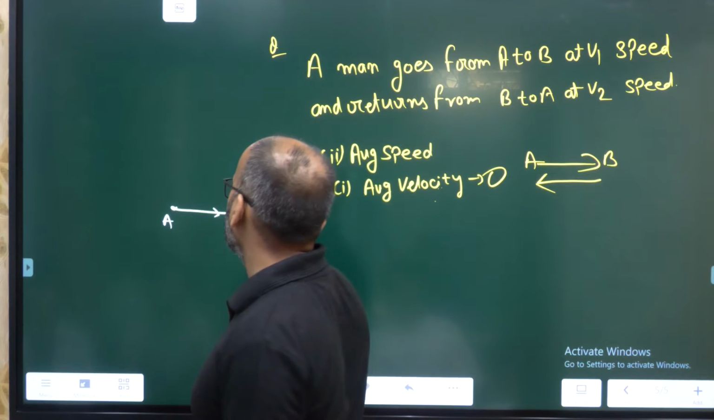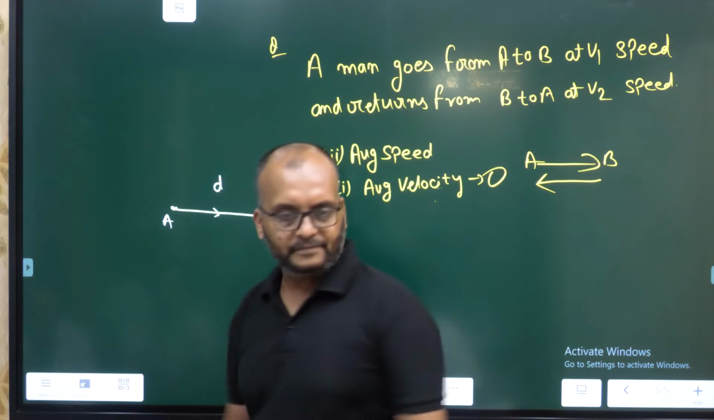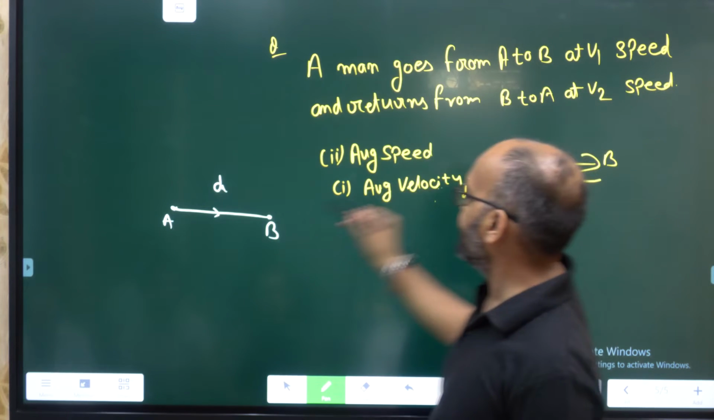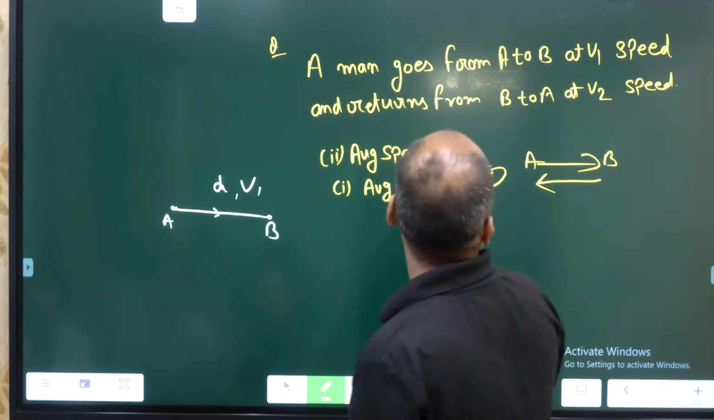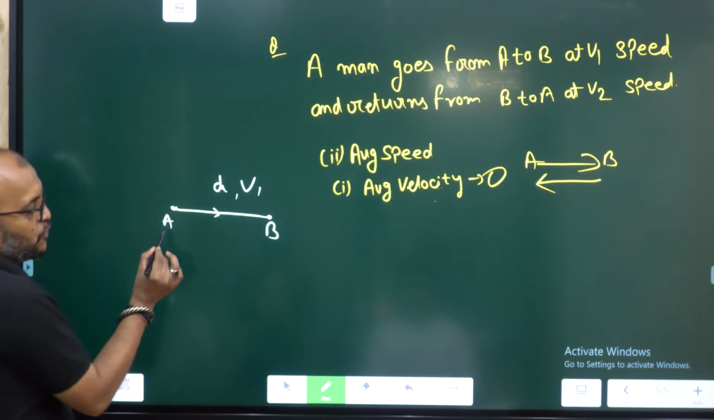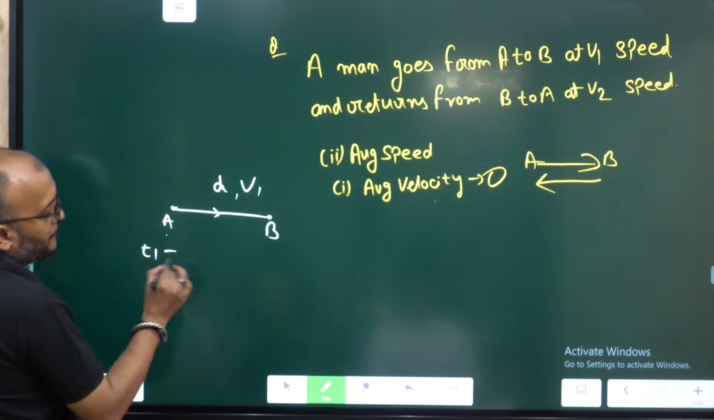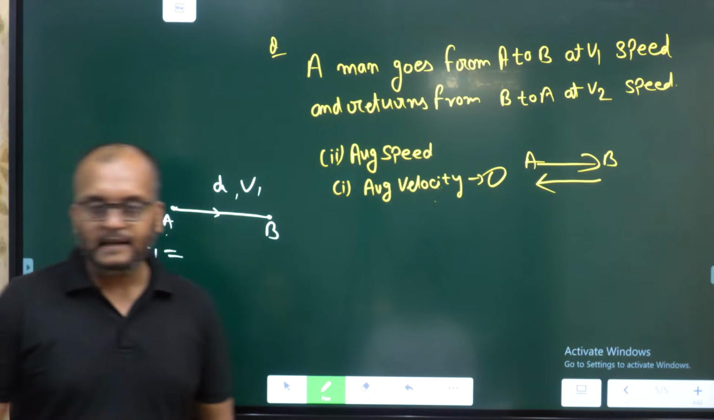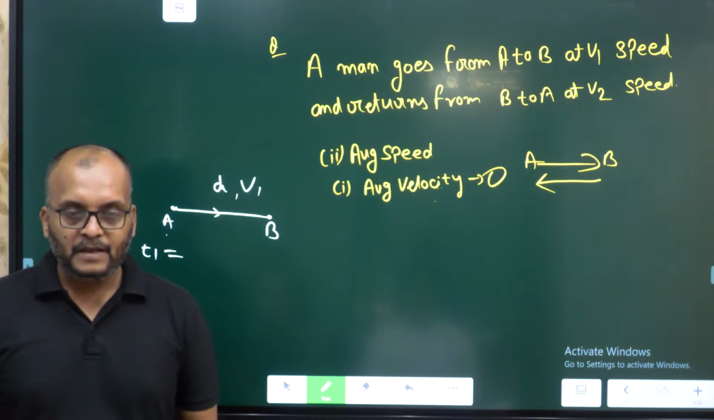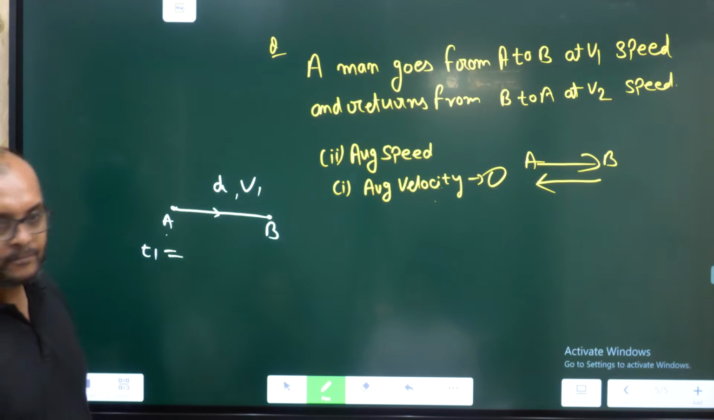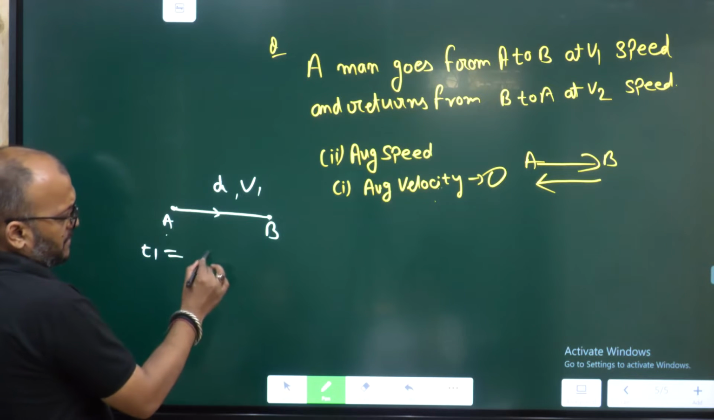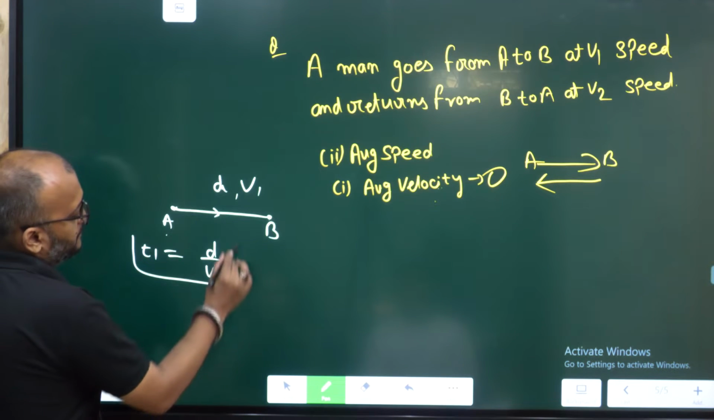Let us say the distance from A to B is D. Let us assume it, and the speed given to me is V1. Let me say the time taken by the man to go from A to B is T1. Distance is equal to speed into time, so time equals distance upon speed. So the time taken to go from A to B is D upon V1. Yes or no?